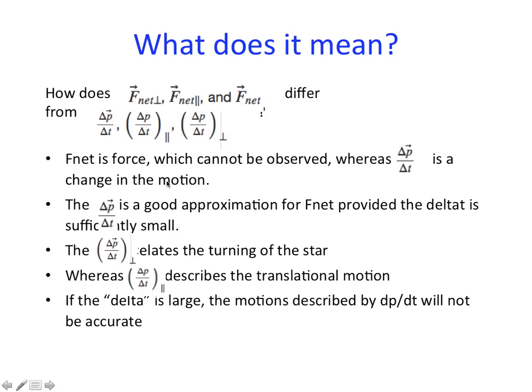What's it mean? F net is a force which cannot be observed, whereas dp dt is a change in the motion. This is a cause and an effect. Force is the cause. So dp delta t is a good approximation provided that the step is fairly small. Delta p delta t perpendicular relates to the turning of the star on its path, whereas delta p delta t parallel describes the translational motion. And this is only if that time step delta t is fairly small.